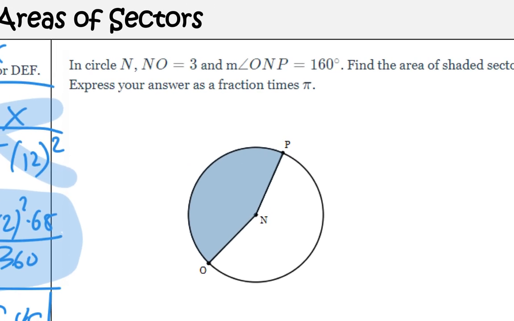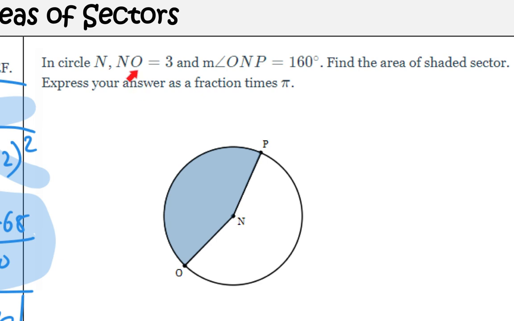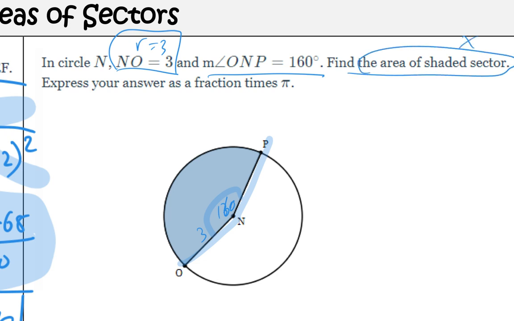Okay, in circle N, NO equals 3. So NO is equal to 3. We know that is our radius, right? Radius is equal to 3. Angle ONP is 160. Find the area of the shaded sector. So that's going to be our x. Now this one, they want it as a fraction times pi, so not a decimal. That's what it tells us. So let's set it up.